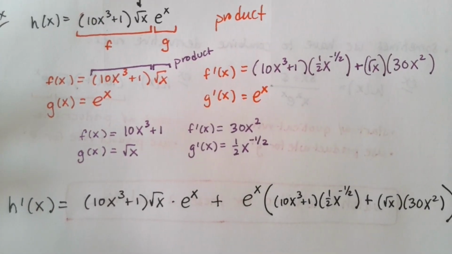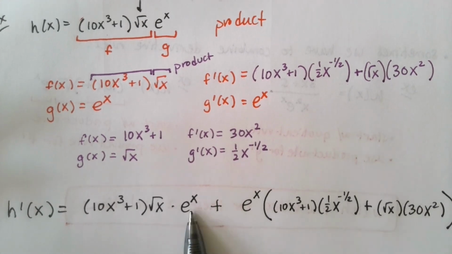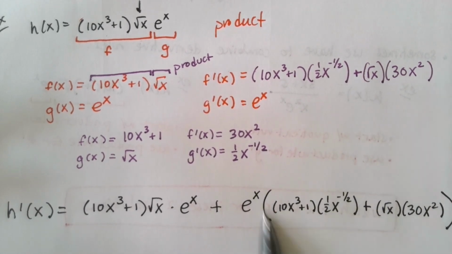So overall, what I have here is the product rule, right? One function times the other's derivative, plus second function times the first function's derivative, which happened to require the product rule for a second time.